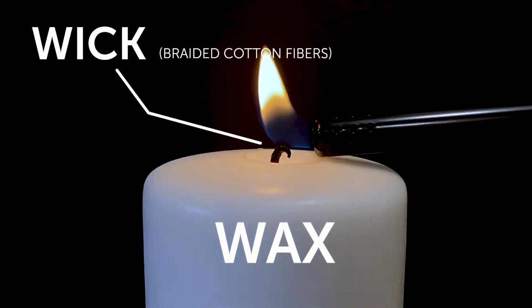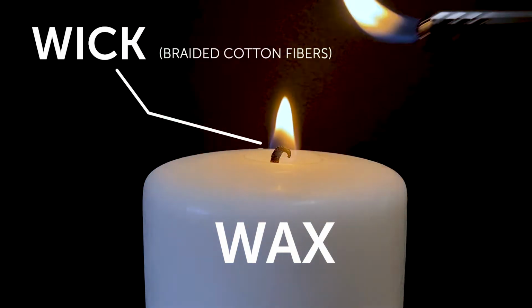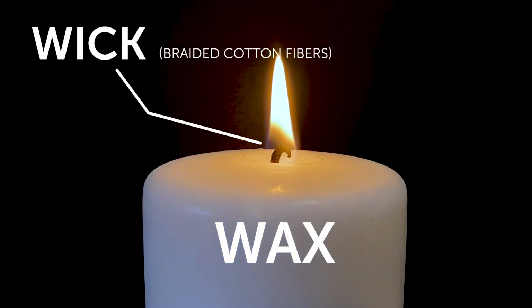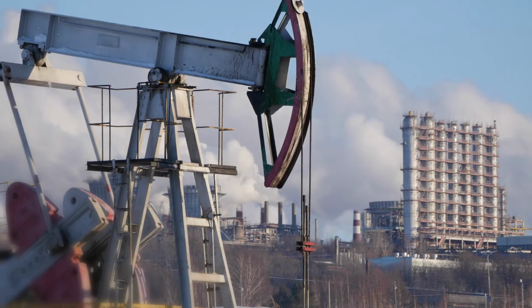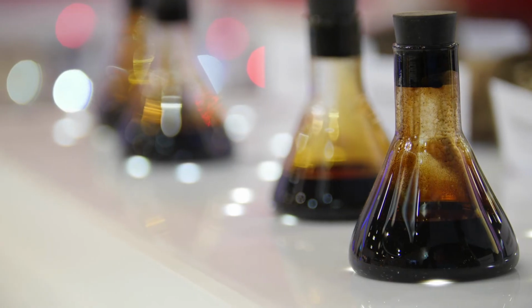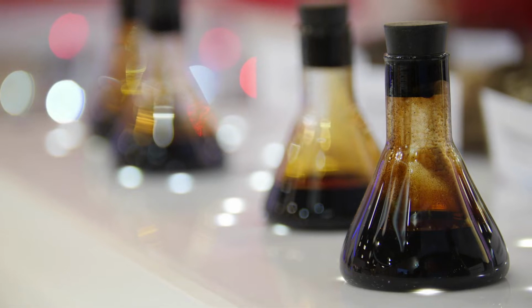A candle is basically made up of two parts: a wick, which is usually braided cotton fibers, and wax. Now, wax comes in a variety of chemical forms, so we're going to look at one of the more common human-made waxes, paraffin. Paraffin is refined from crude oil. It's made of hydrocarbons, which are just long chains of hydrogen and carbon atoms.